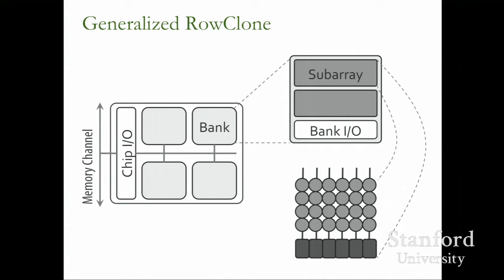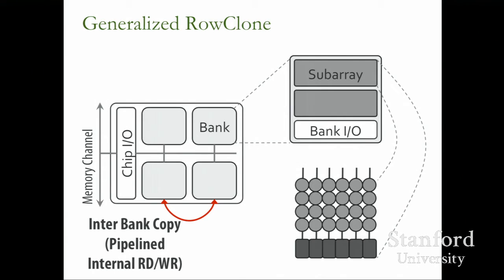So clearly, this is not general, because it's limited to subarrays, and actually the operating system has no visibility to the subarrays. But we'll talk about that. So intra-subarray copy is just 2 activates. But we would like to do it even if the data resides in different banks. So what we do is to have pipelined internal read and write through the data bus internally in the DRAM.